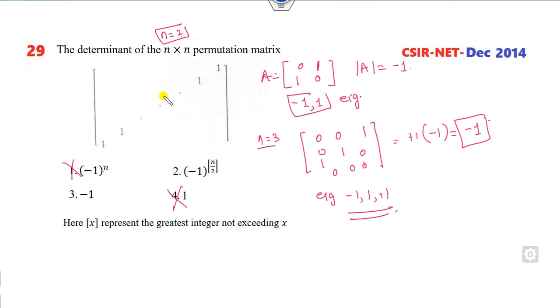N is my 3. If you consider n is my 1, it's a 1 cross 1. The value is my 1. N is my 1, so this is half. So the greatest integer is my 0. Anything power 0 is 1. This option is cancelled.